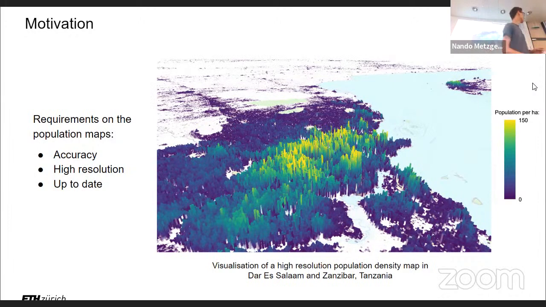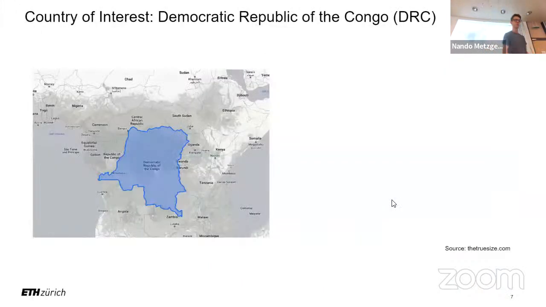Yeah, and for the rest of this talk, I will always use the same color bar, which means that yellow is high population density and purple is low population density. And I will quickly try to get rid of this bar at the bottom. Okay, it disappeared, perfect.